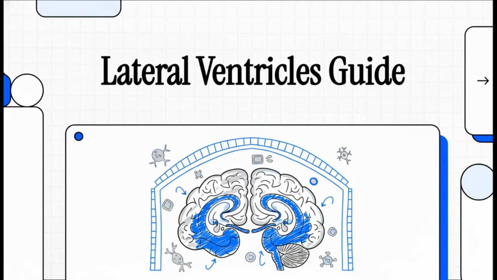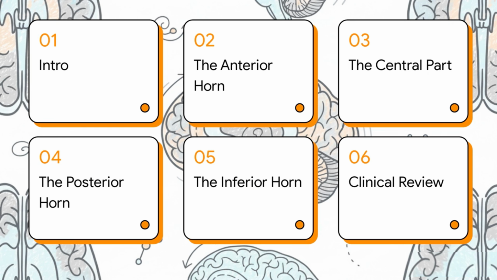Let's jump right in. So, here's our game plan for today. We'll start with the big picture. Then we're going to take a journey along that famous C shape through the brain. We'll explore the anterior horn, the central part, the posterior horn, and finally, the inferior horn. And stick around, because at the end, we're going to do a quick-fire clinical review to make sure all these concepts are locked in for exam day.